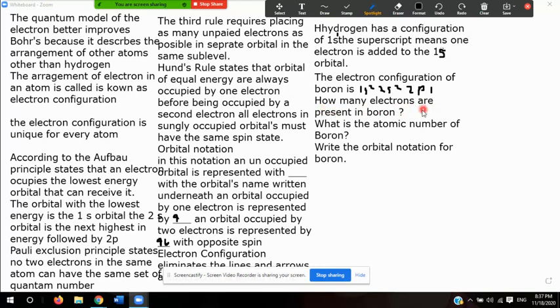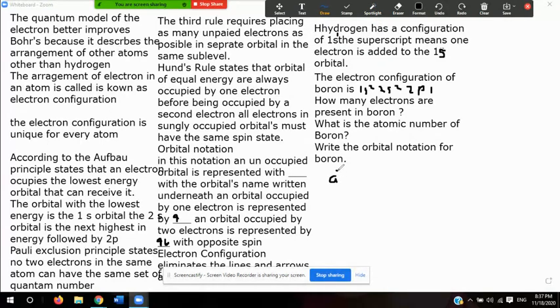One question says, how many electrons are present in boron? What is the atomic number of boron? And write the orbital notation of boron. So let's do the first one. A is asking us how many electrons are present in boron.